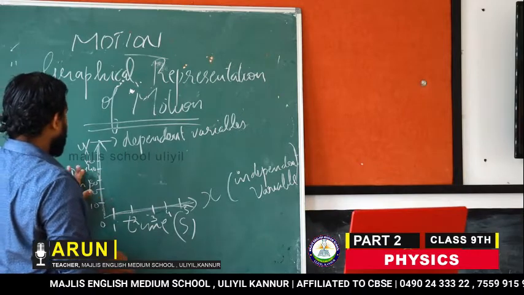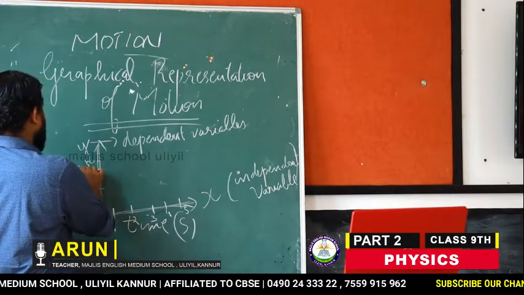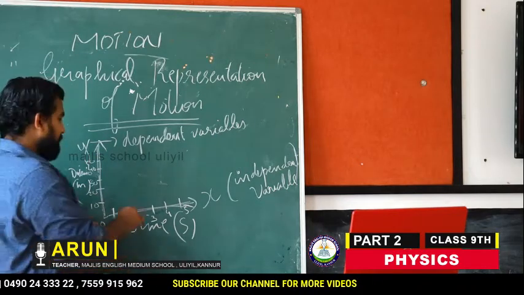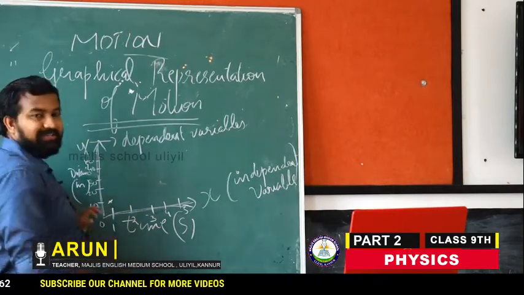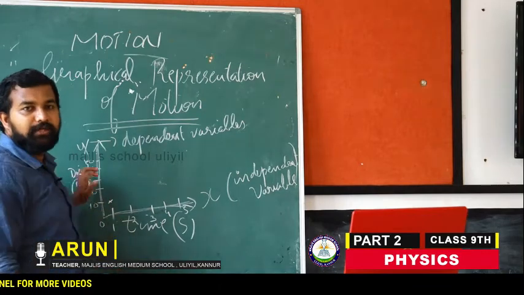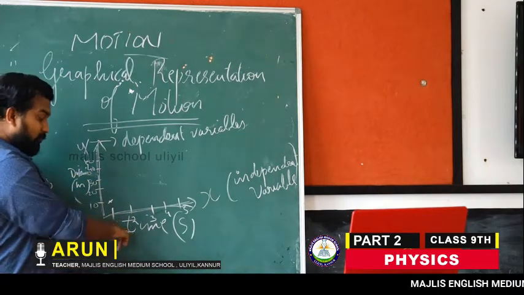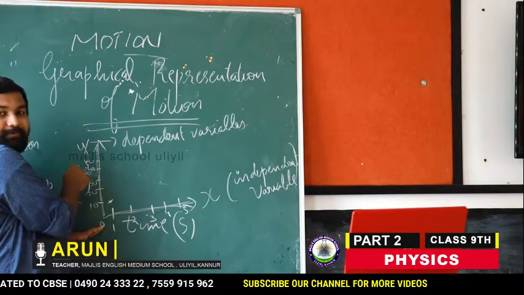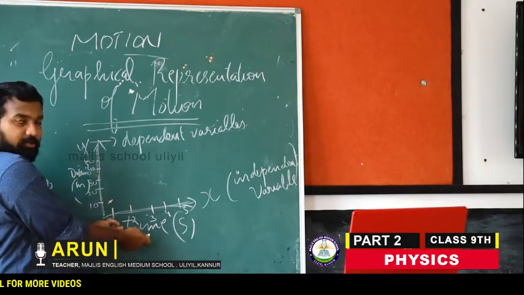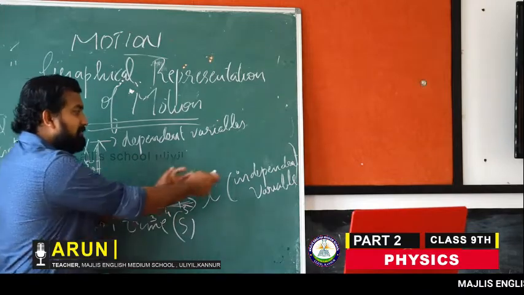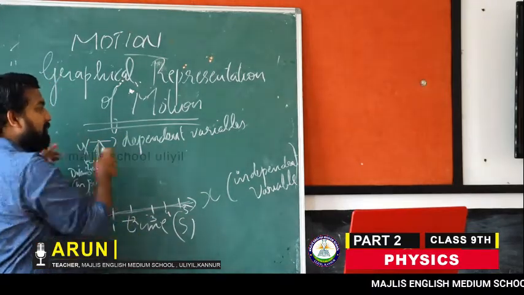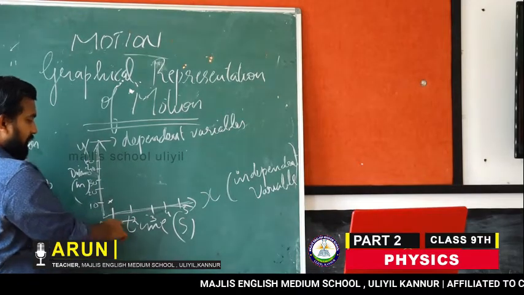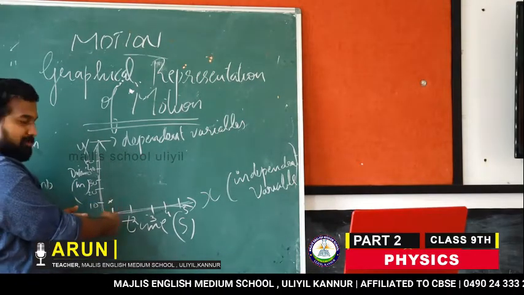Okay, so listen. In the first second, 0 to first second, the body moved 10 meters. With respect to this time, what is the change in distance? What is the change in the dependent variable? Distance is dependent on time. So time is an independent variable, distance is a dependent variable. Clear? In the first second, the body moves 10 meters.